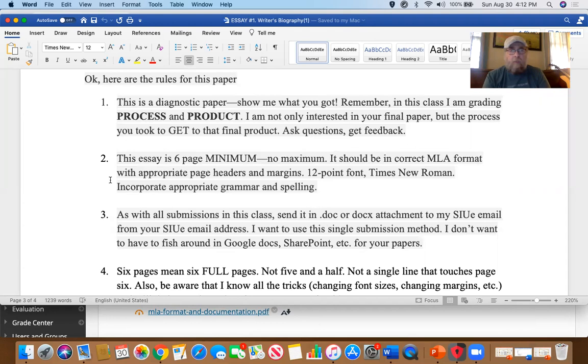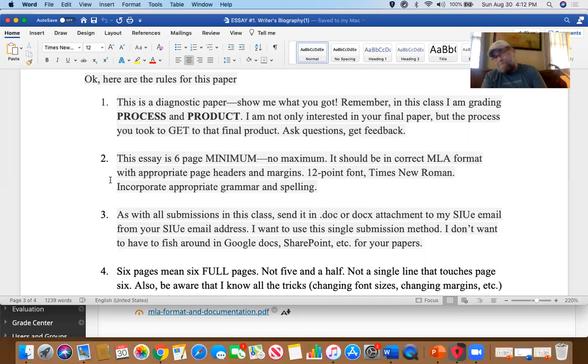Point number two, this is a 6-page minimum, no maximum. In other words, I can't tell you at page 6 you're going to come up with this great insight into who you are as a writer. This is something that you're going to learn in process. But I can tell you after doing this for 12 years plus that it's going to take at least 6 pages to get to this point where you're actually finding out something about yourself. In fact, if it's right at 6 pages, it better be sparkling prose.